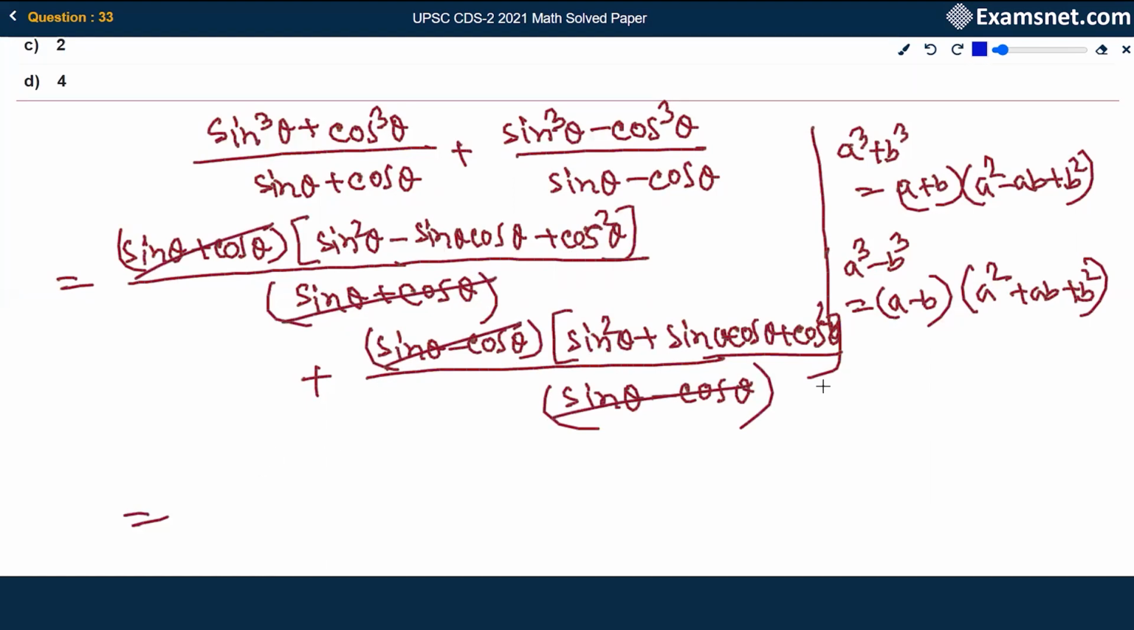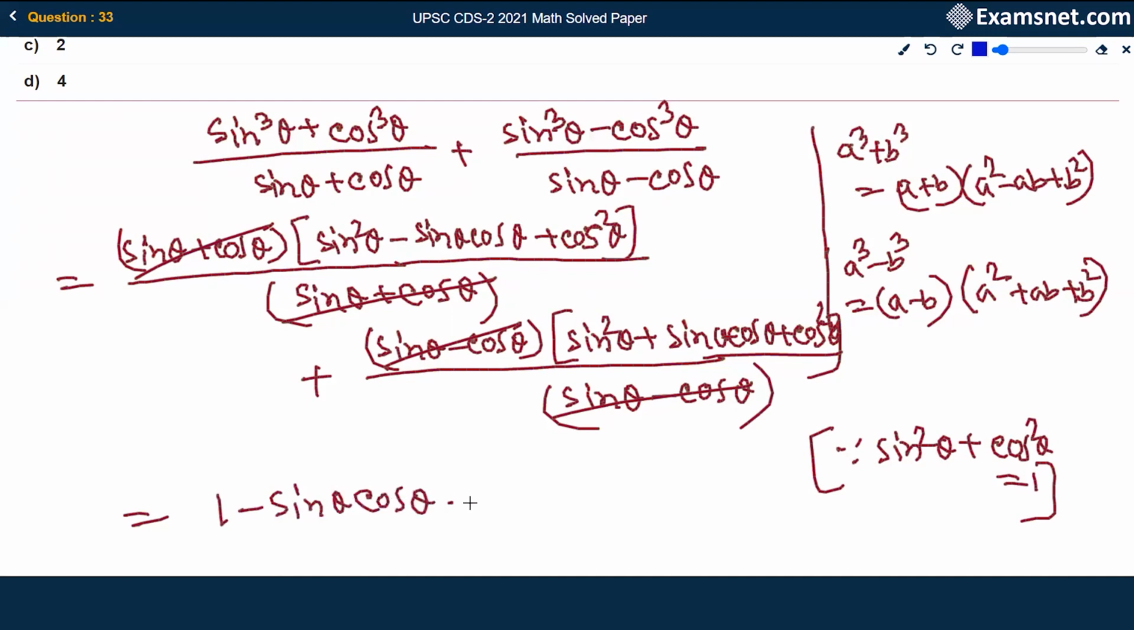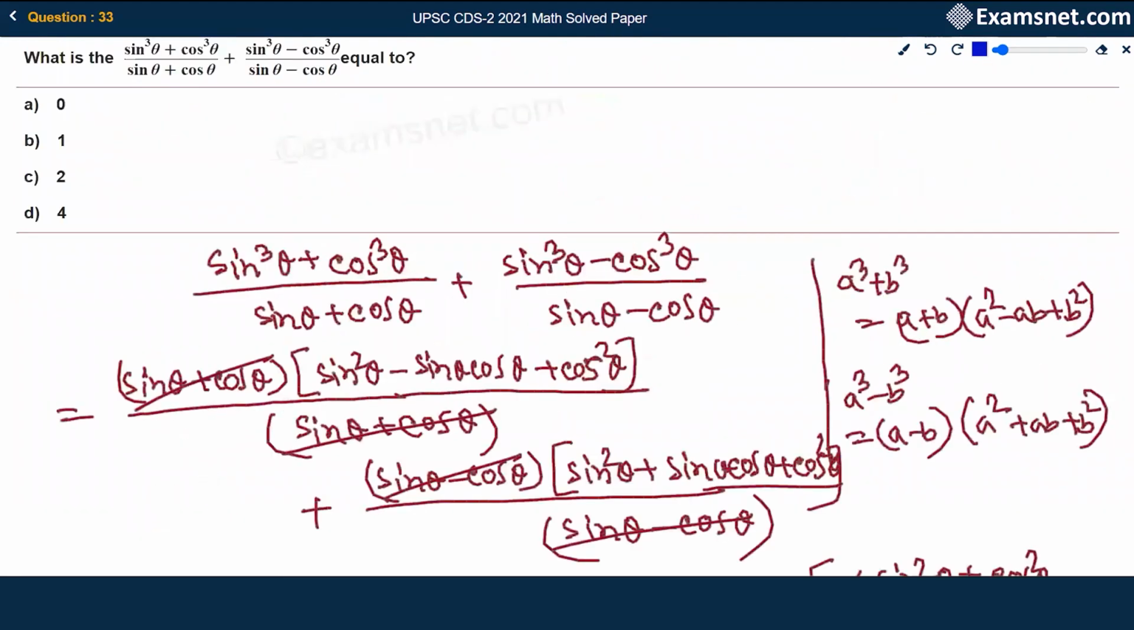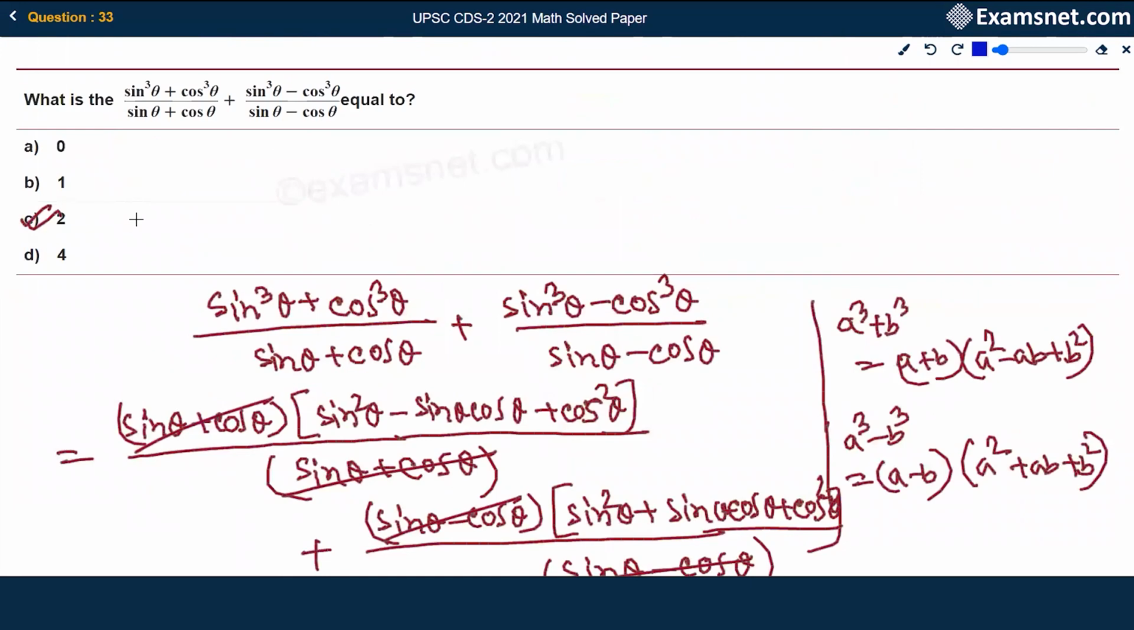Now sin²θ + cos²θ equals 1. So we can put 1 − sinθ cosθ plus again 1 + sinθ cosθ. So both will cancel, and we are left with 1 + 1, which is 2. Here option C is the correct answer, 2.